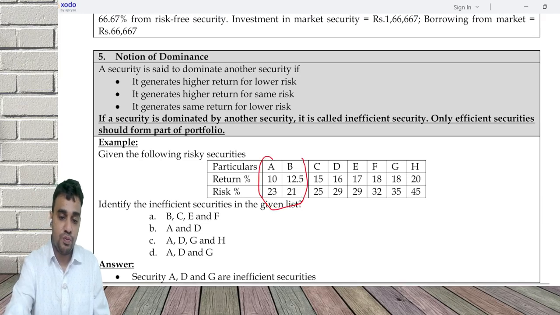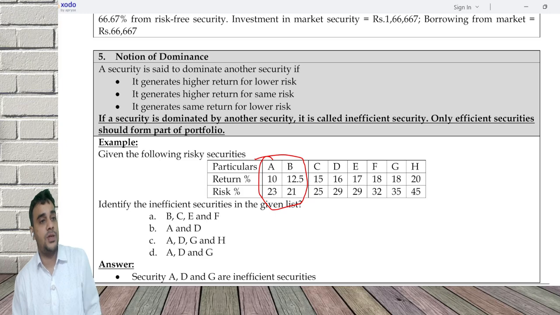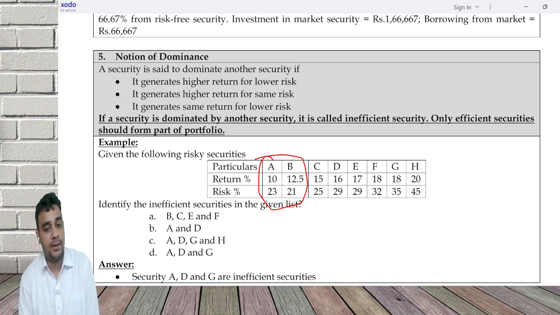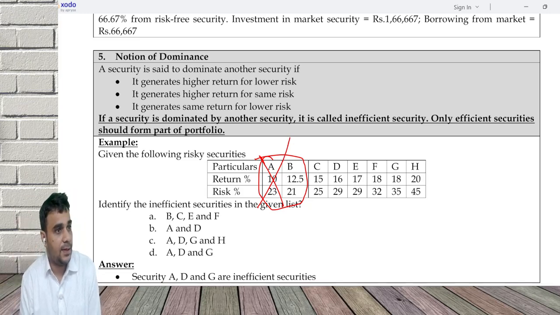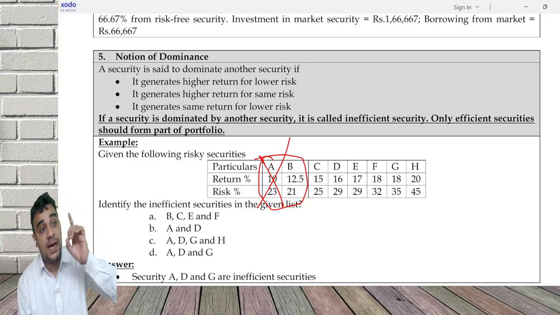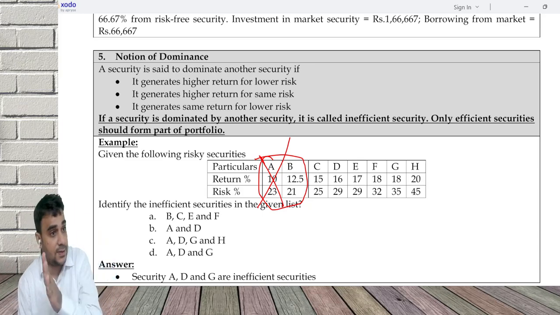Between these two, tell me, is there any domination? Is A better than B or B better than A? B is better than A, so A is eliminated from the scene. Now, B will withstand in the final portfolio. It has to fight against everyone.